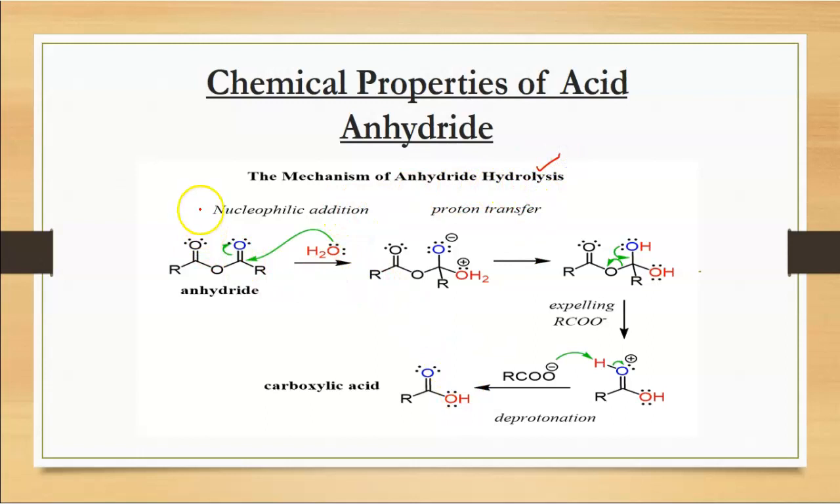Over here you can see in the first step what is occurring: nucleophilic addition. How? Oxygen is accepting an electron from this pi bond and thereby making this carbon susceptible to get attacked by the nucleophile water. You can see how your nucleophile water is attacking this carbon. Now it results in the formation of this particular structure.